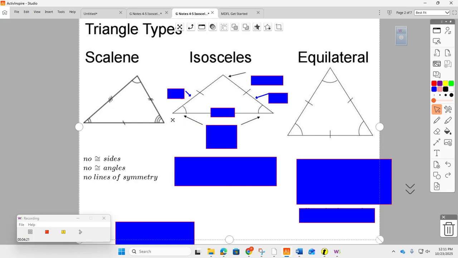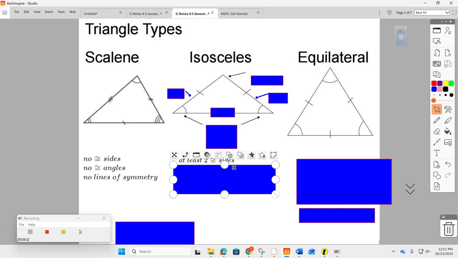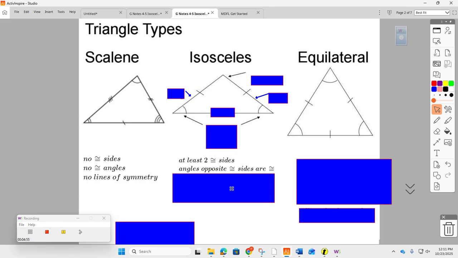Are there any more congruent parts? We just said the angles. These 2 angles are congruent. Are these 2 angles congruent to this angle? We don't know that they are, right? They're not showing that they are. Are there any other congruent parts, Elizabeth? Yeah, what are they? The sides with 1 dash, right? So, by definition, an isosceles triangle is going to have at least 2 congruent sides, and the angles opposite those sides are always congruent.